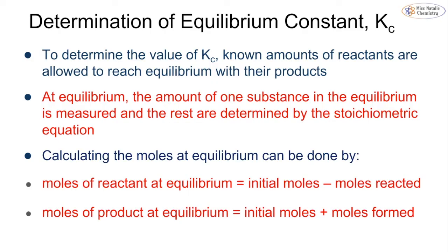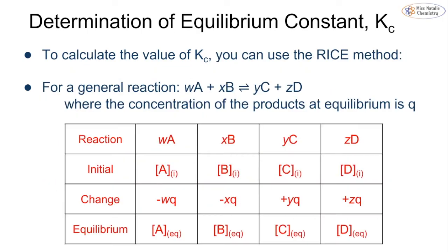The way that we do this is we look at how the moles of reactants and the products have changed. For the reactants, we take the initial moles and we subtract the amount of moles that have reacted. And for the moles of the product, we start with the initial moles, and this time we add the moles that are formed. Now this can be quite tricky, so we can use a specific method. The method that we would use to calculate Kc is known as the RICE method.